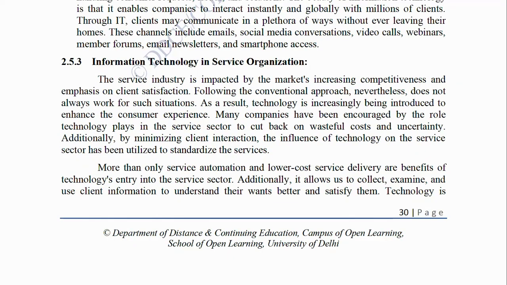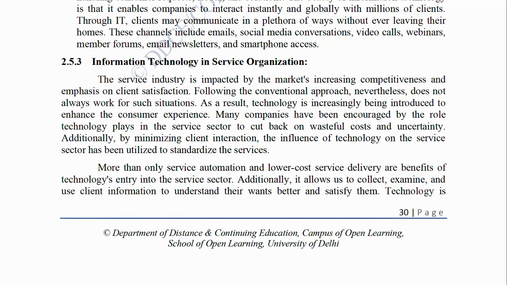2.5.3 Information technology in service organizations. The service industry is impacted by the market's increasing competitiveness and emphasis on client satisfaction. Following the conventional approach, nevertheless, does not always work in such situations. As a result, technology is increasingly being introduced to enhance the consumer experience.